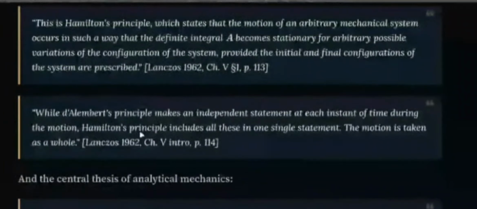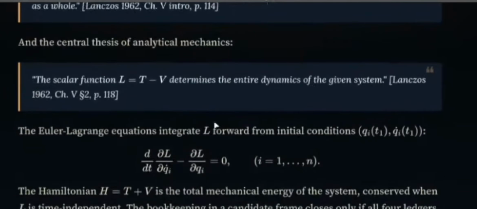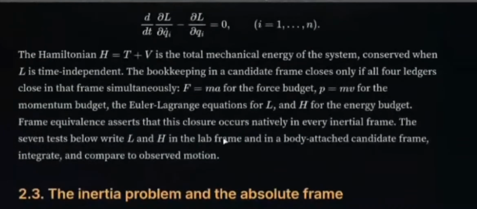So let's see here. The scalar function L equals T minus V determines the entire dynamics of the given system. Like I said, once you know those two variables, the kinetic energy and the potential energy, you can figure out the future motion of the system. So anyway, it just goes into a little bit of that, which we covered.